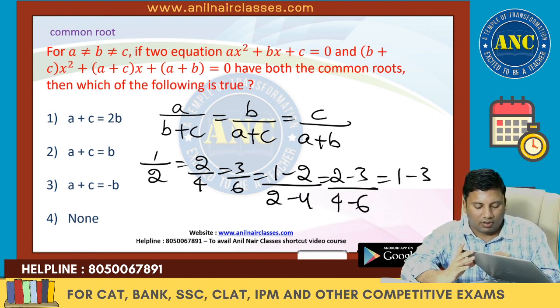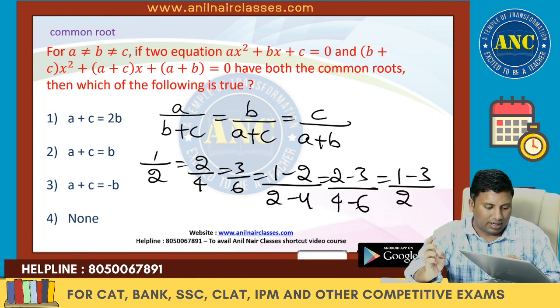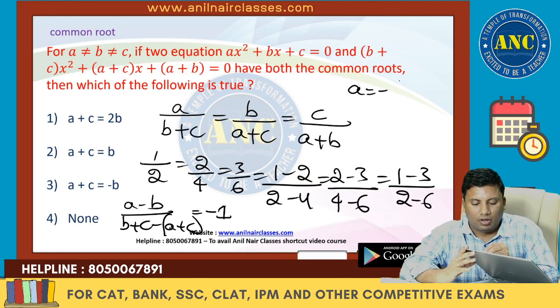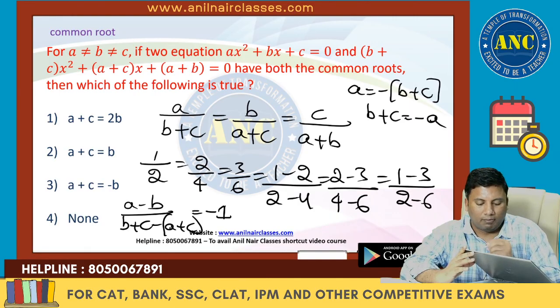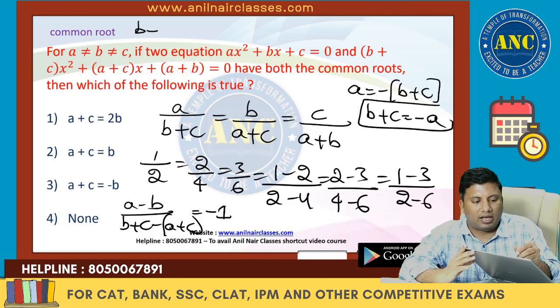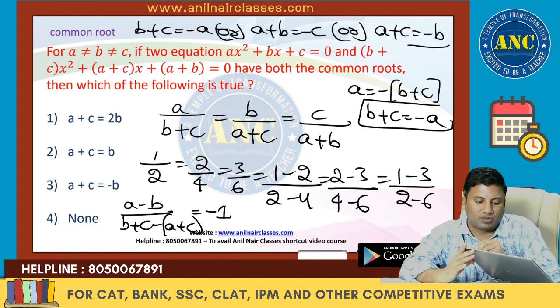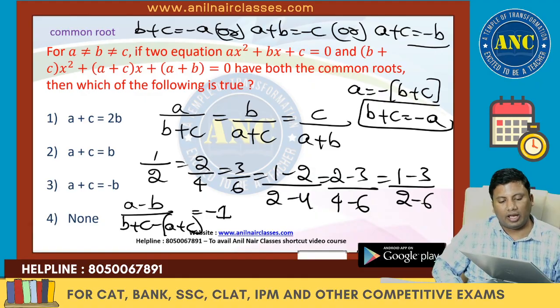It is also equivalent to 1 minus 3 by 2 minus 6. So if I subtract a minus b by b plus c of minus c, it is minus 1. So a is equivalent to minus of b plus c, or b plus c is equivalent to minus a, or a plus b is equivalent to minus c, or a plus c is equivalent to minus b. Any condition you can do. I hope it is clear.